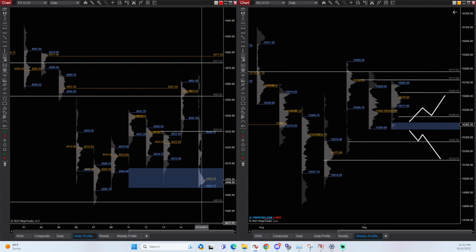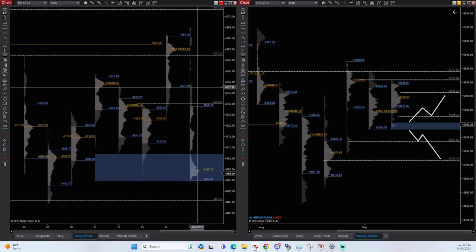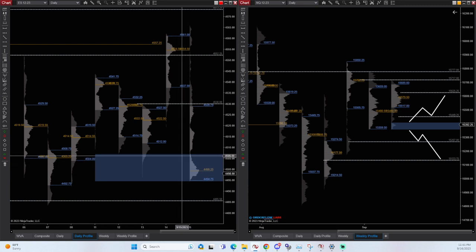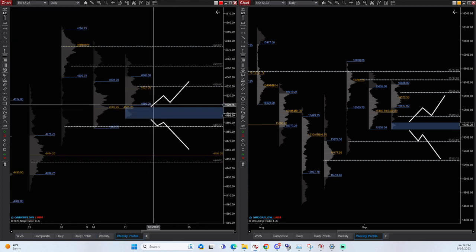Looking at the daily profile, had a pretty strong push all the way down on Friday. So this is kind of my balance area. Friday's low, right around this 43 area, all the way up to about 4508 area. So what I would be looking is, will we be able to get above this area and build?